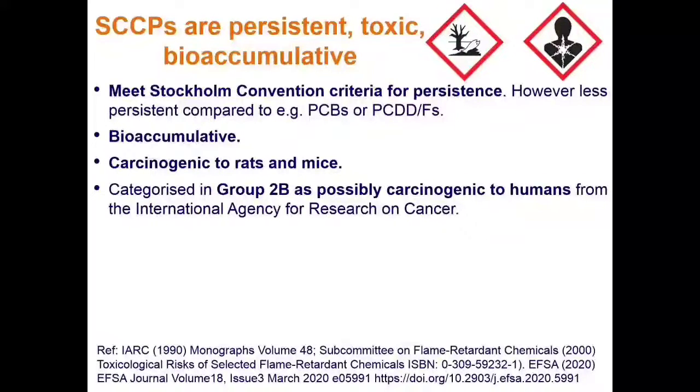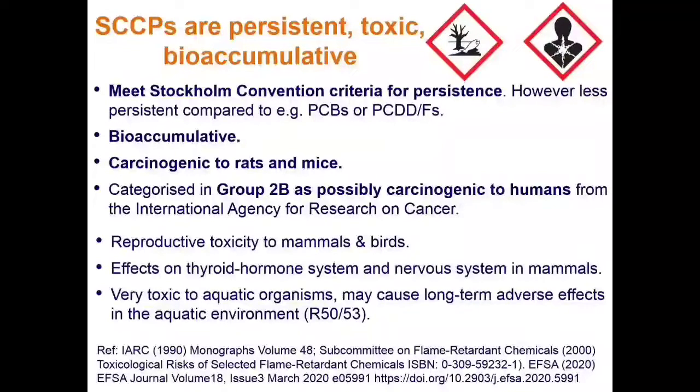Short-chain chlorinated paraffins are persistent, toxic, and bioaccumulative. They meet the criteria of persistent, but they are less persistent compared, for example, to PCBs and the chlorinated dioxins. They are also bioaccumulative. They are carcinogenic to rats and mice. They are categorized as group 2B carcinogen, a possible carcinogen for humans. They are reproductive toxic to mammals and birds. They have effects on the thyroid hormone system and nervous system of mammals, and they are very toxic to aquatic organisms and may cause long-term adverse effects in the aquatic environment.